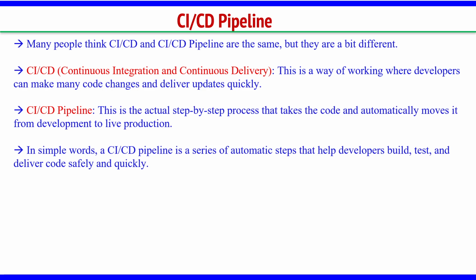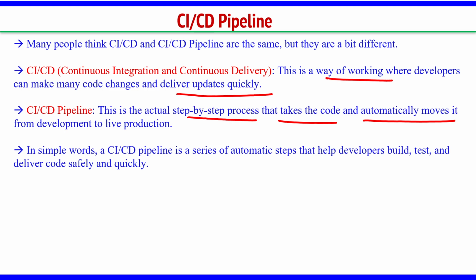See, CI/CD and CI/CD pipeline are different. They are not the same, right? CI/CD is a concept. It tells us how to work, but the CI/CD pipeline is the actual process. CI/CD is a way of working where developers can make many code changes and deliver updates quickly. The CI/CD pipeline is the actual step-by-step process that takes the code and automatically moves it from development to live production. So CI/CD is just a concept.